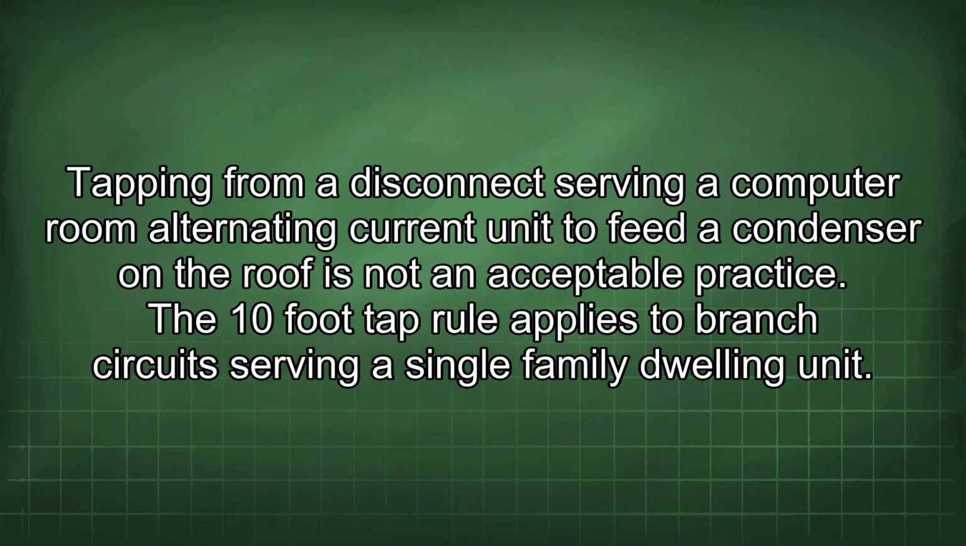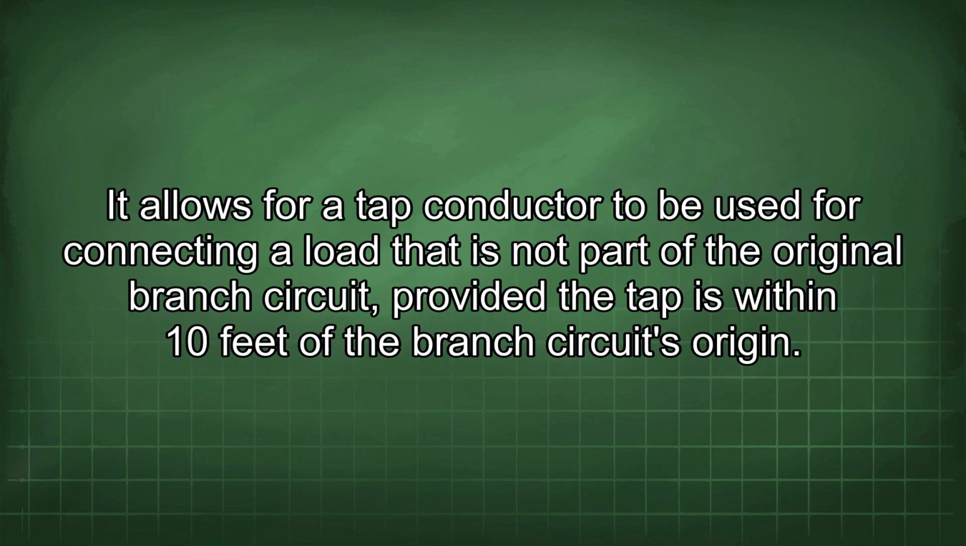Tapping from a disconnect serving a computer room alternating current unit to feed a condenser on the roof is not an acceptable practice. The 10-foot tap rule applies to branch circuits serving a single-family dwelling unit. It allows for a tap conductor to be used for connecting a load that is not part of the original branch circuit, provided the tap is within 10 feet of the branch circuit's origin.